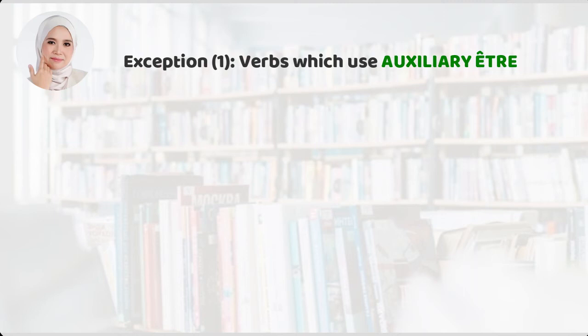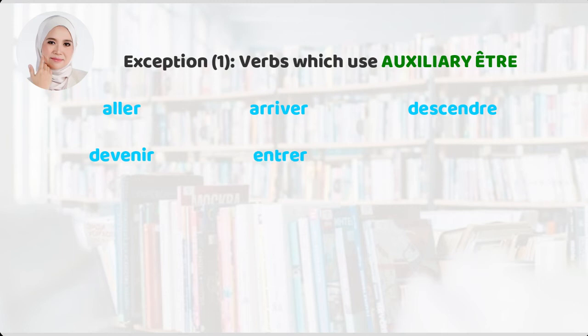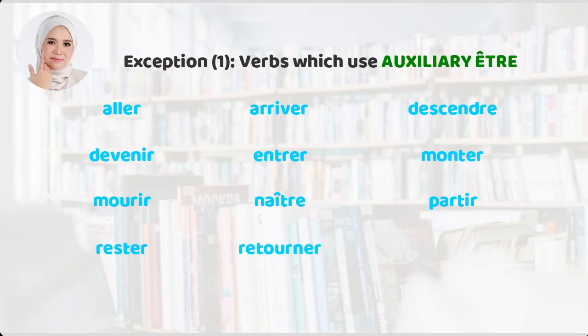Now let's look at the 2 exceptions. This is the first exception: the verbs which use auxiliary être to form a passé composé. All the verbs listed below use auxiliary être. Aller means to go, arriver to arrive, descendre to go down, devenir to become, entrer to enter, monter to go up, mourir to die, naître to be born, partir to leave, rester to stay, retourner to return, sortir to go out, tomber to fall down, and venir to come. All these verbs are exceptions, and they use auxiliary être to form passé composé in French.